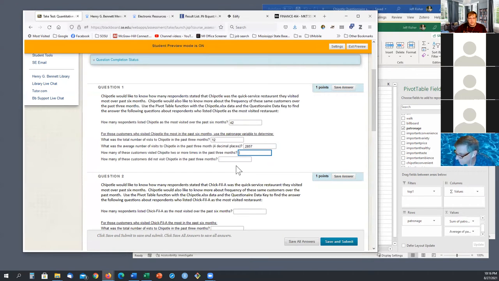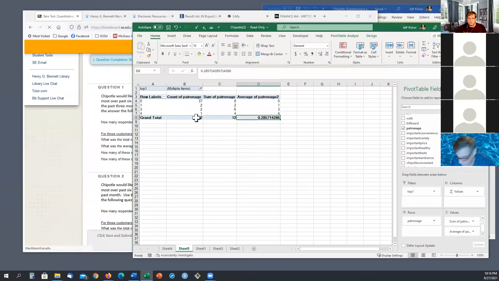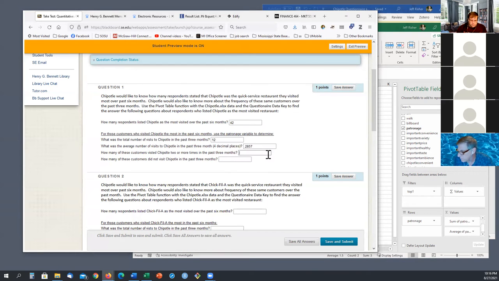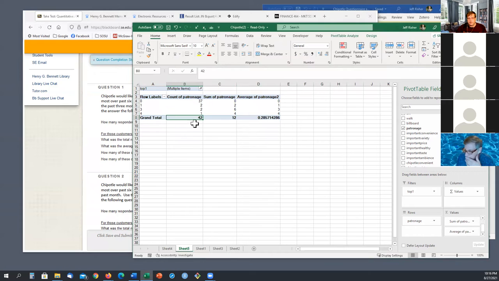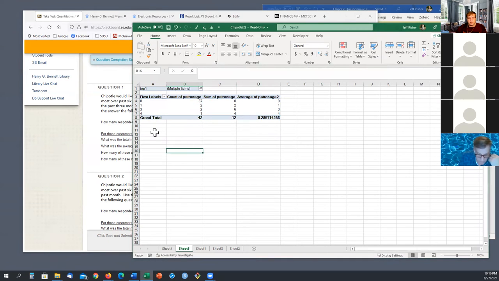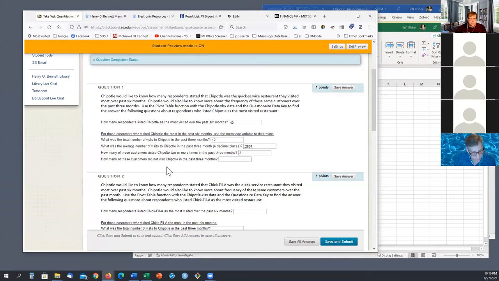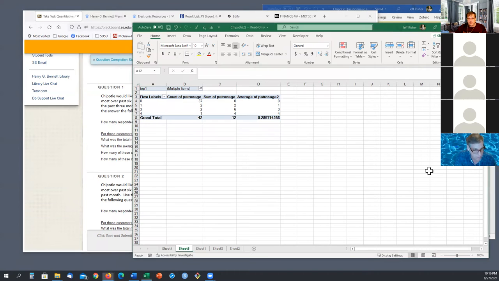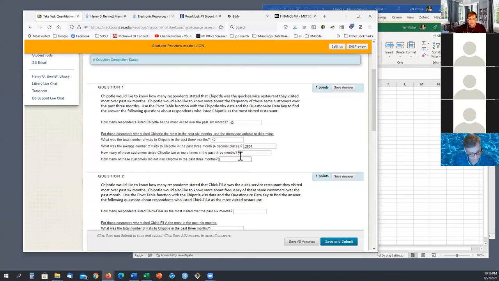How many of these visited more than one time, basically? One, two, three. So out of 42 people that said they visit Chipotle all the time, basically, only three of them have been there more than once in the last 3 months. How many didn't come back at all? 37. I guess they got tired of it after the first 3 months.